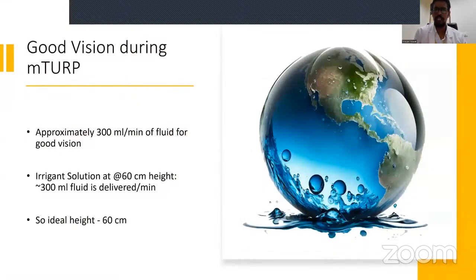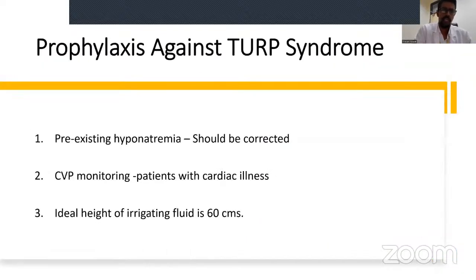How much fluid is necessary when you're doing a TURP? Generally 300 ml per minute of fluid is necessary while irrigating to have a good vision. And irrigation fluid, if you keep it at about 60 centimeter height, delivers about 300 ml per minute. So the ideal height is about 60 centimeters.